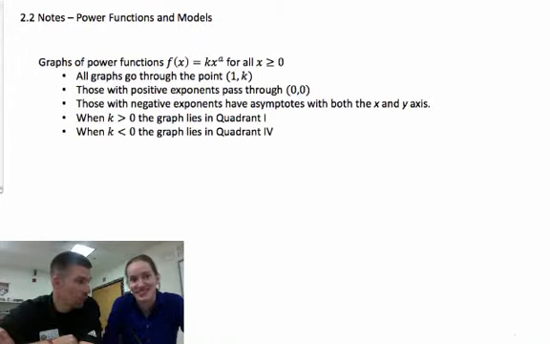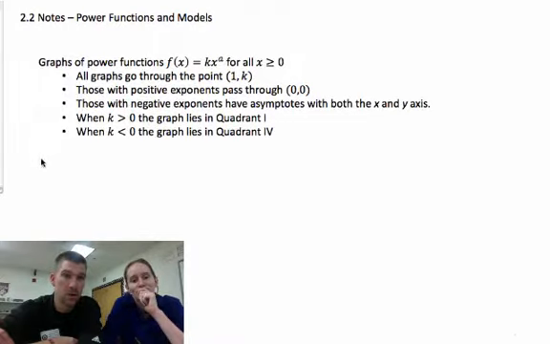Why would you start the video that way? So we're looking at power functions and models, continuing, still looking at them. And we're going to give you some basic things to think about whenever you're graphing them, because they follow a few simple rules, honestly. Just a few simple rules.